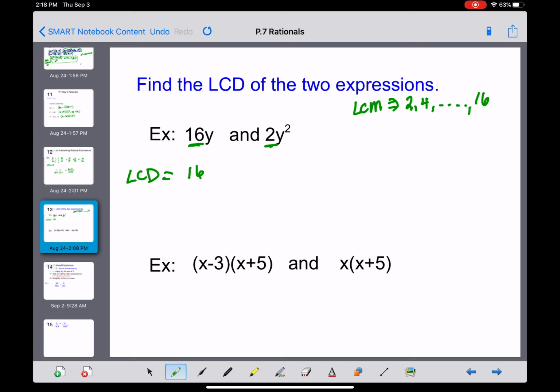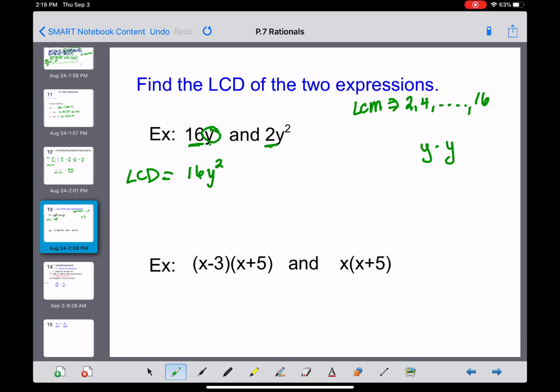And then I need to account for the y. In this one, I have a y. In this one, I have y squared. Okay, so I need to account for every part in my denominator. So I need the y squared. Y squared is just y times y. So this y is taken care of in that y squared.